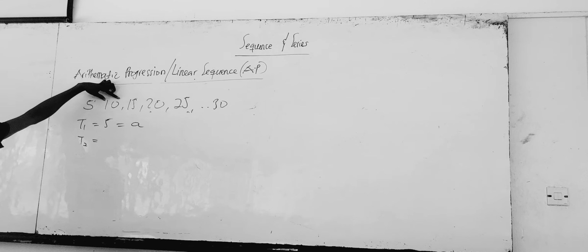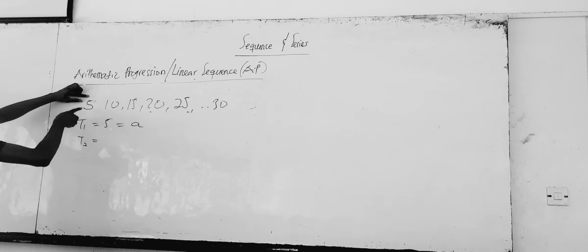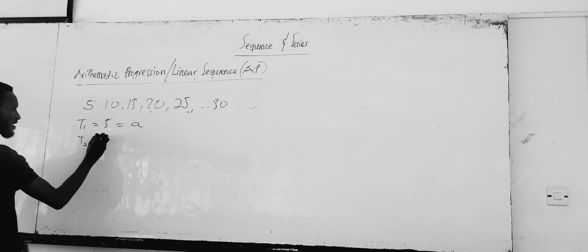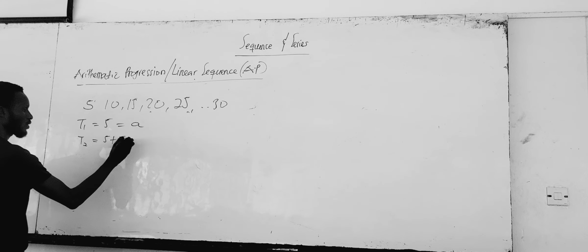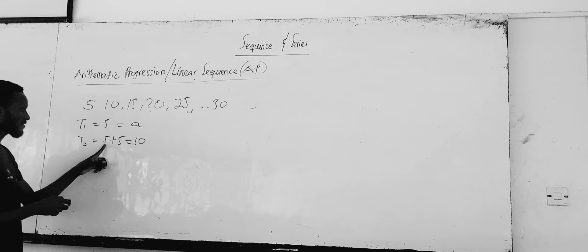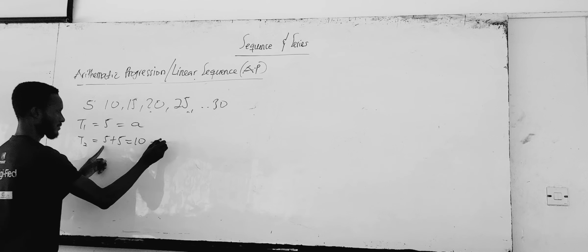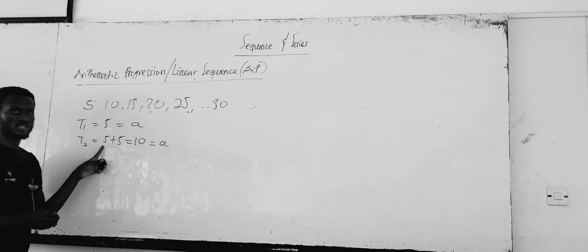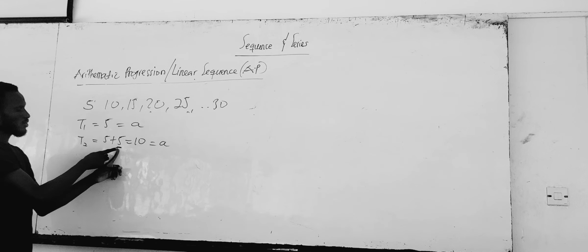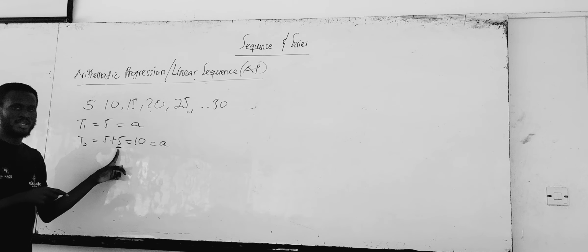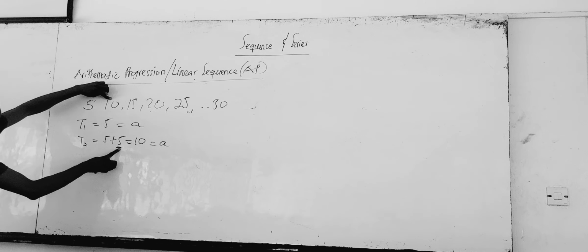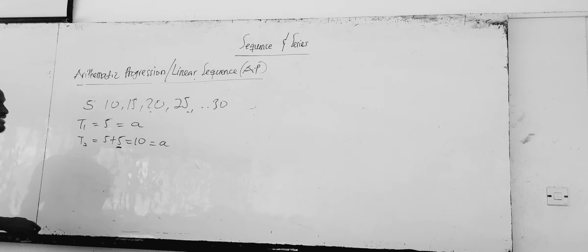How did we get a 10? We added 5 to this 5. So it was 5 plus 5, which is 10. Now, what is the meaning of the 5? The 5 here is A. And what is the meaning of this particular 5? This particular 5 is the constant difference, because I added this 5 to this 5 to get a 10. You understand? So it's the constant difference.